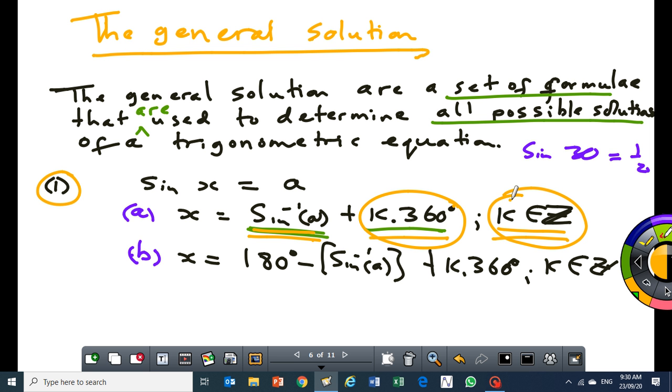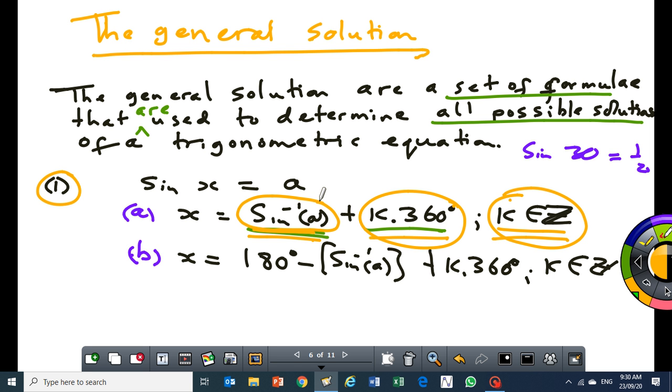So you have to write this condition, that k is an integer. The whole formula, x equals shift sine a plus k times 360, where k is an integer, is a formula. It helps you determine all the possible solutions of any trigonometric equation for sine. But you also need to be aware that this angle has a corresponding angle based on the sign of a.